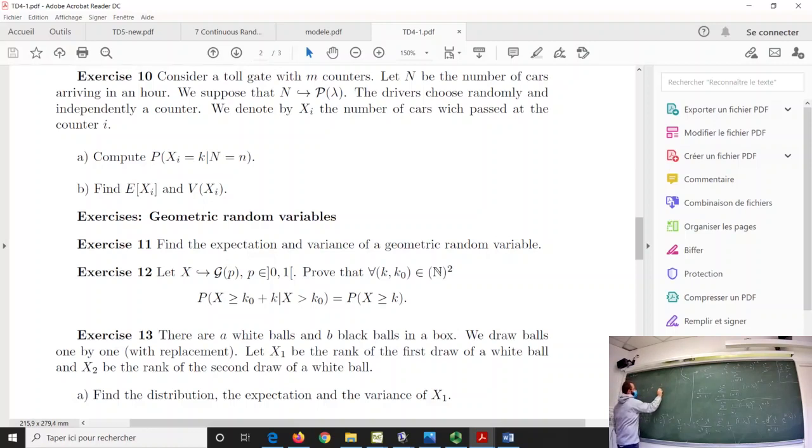lambda over m to the power k over k factorial. And so, what is the distribution of xi? You have something from the course. What is the distribution I have written on the board here? It's a Poisson. With which parameter?